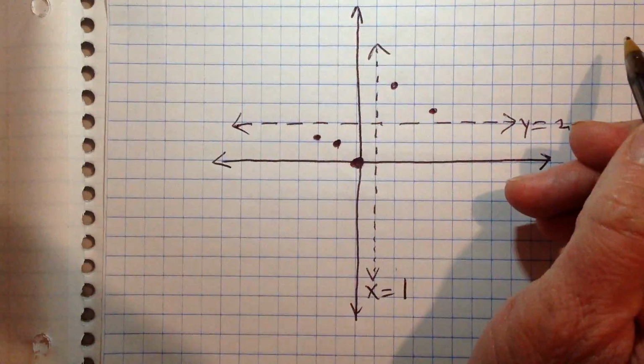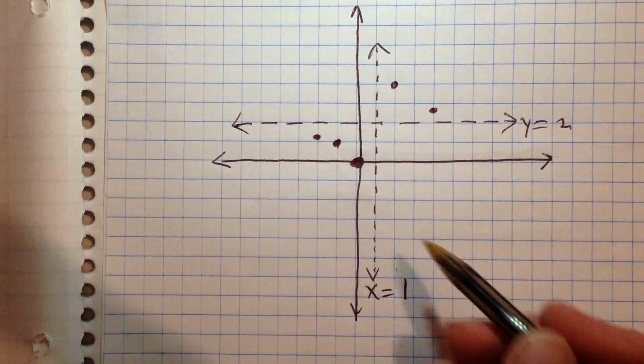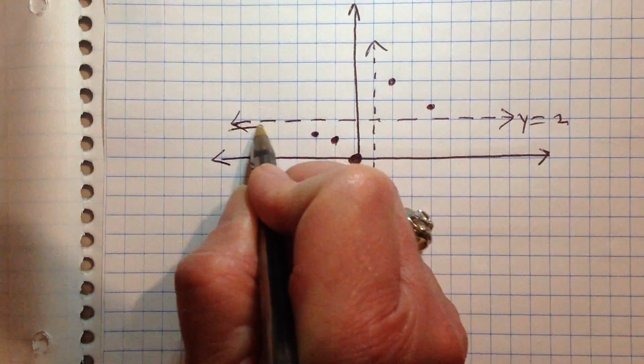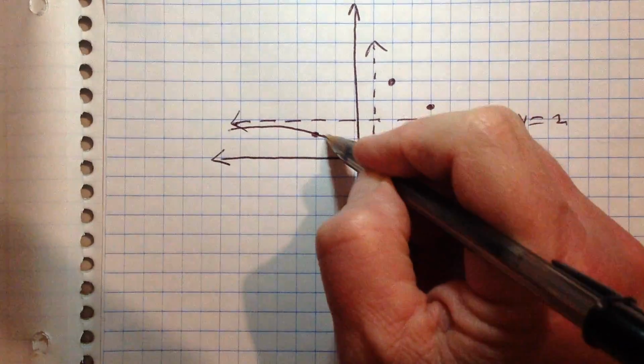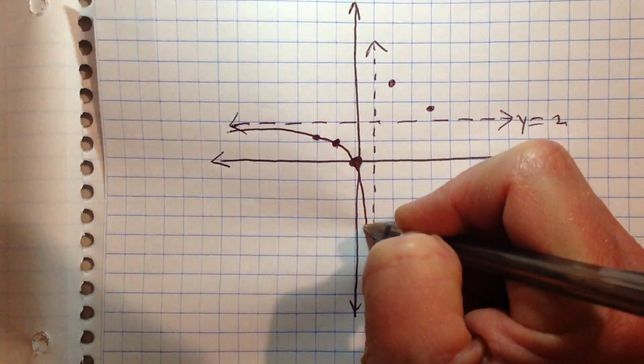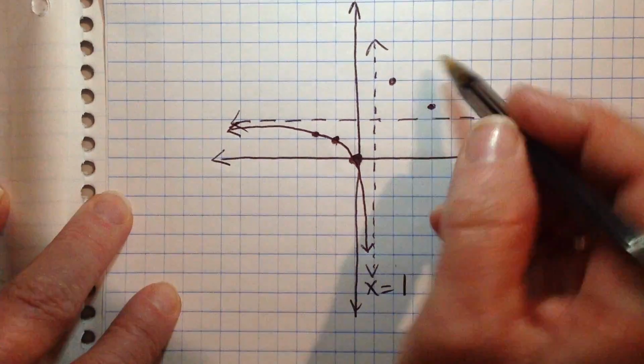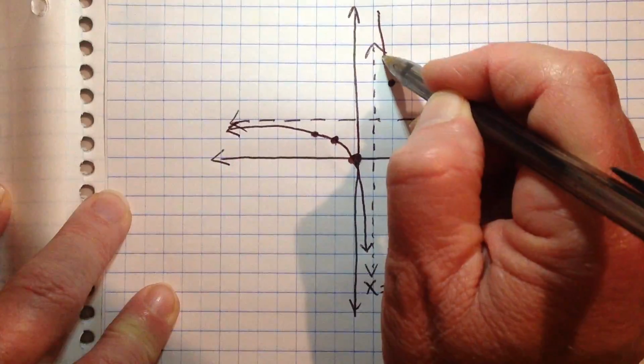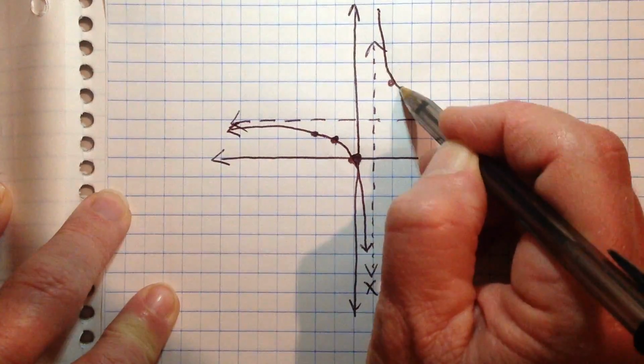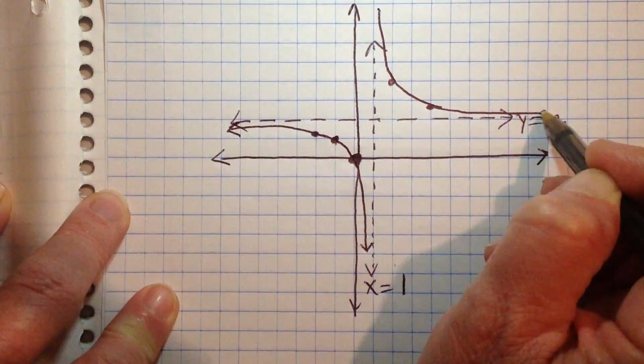Okay? So what's actually happening is my graph looks something like this. It's getting closer and closer to those vertical asymptotes and those horizontal asymptotes, but it's never touching them. So it looks something like this.